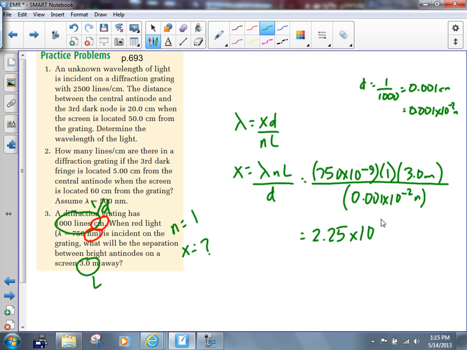(2.25) times 10 to the minus 1 meters. There we go. 0.225, 2.25 times 10 to the minus 1. We're good with that?